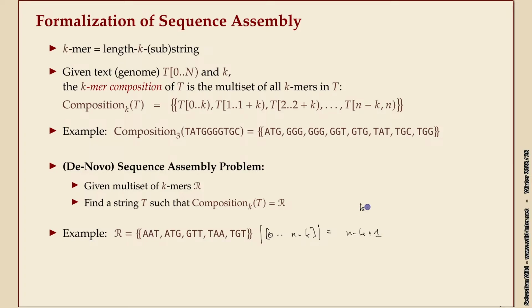So if k is 3, I can work out that from 5 k-mers, if this is 5, what's my n? Also 3. The other way around, 7.